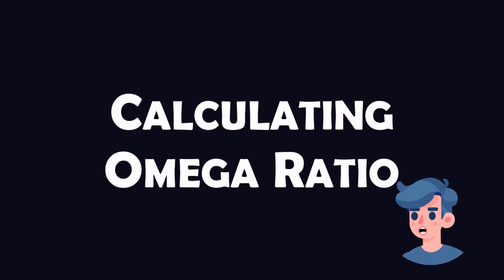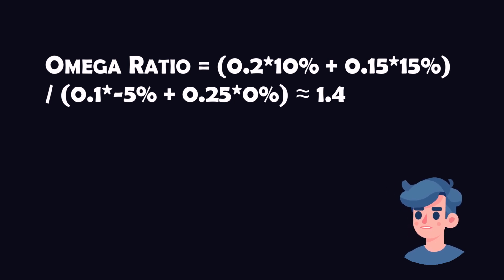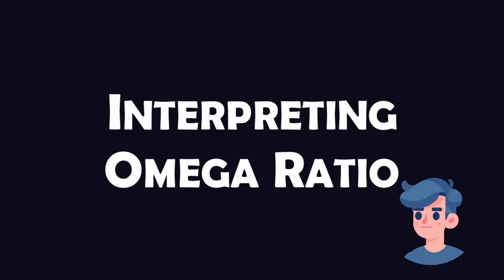distribution. Given this distribution, let's assume our threshold return is 5%. The probability-weighted gains are the range above 5%, and losses are below. With an omega ratio of 1.4, the portfolio has more expected gains above the 5% threshold compared to losses. This makes it an attractive option under the PMPT framework.